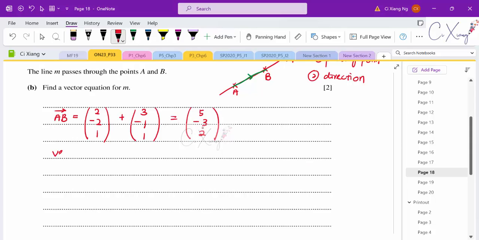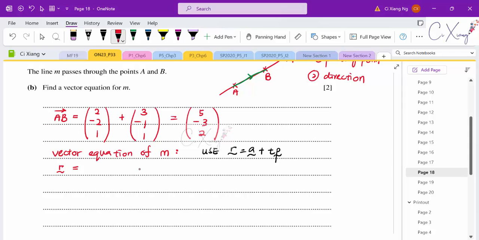Okay, then if I want to find the vector equation of M, what should we use? Like what I showed you just now, r = a + tp. a is the passing point, p is the direction of the line. So I want to apply it to this question. So r = a. a is the passing point. So you can use OA or you can use OB. Alright, so my direction starts from A.